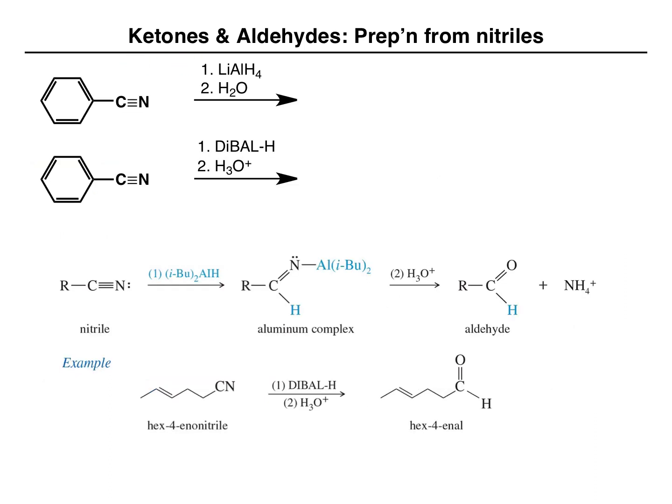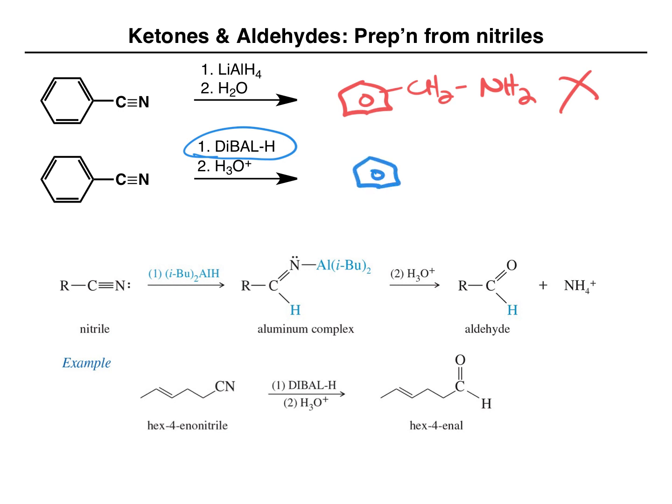Can we access ketones or aldehydes in other ways from nitriles? What if we carried out a reduction? If we have a nitrile such as benzonitrile and we treat it with lithium aluminum hydride, this is going to give us a primary amine. So yes, it reduces a nitrile, but it reduces it all the way to the amine, so that doesn't help us. On the other hand, if we reduce it with DIBAL, diisobutyl aluminum hydride, this is going to give us an aldehyde, where the nitrile carbon becomes the carbonyl carbon.